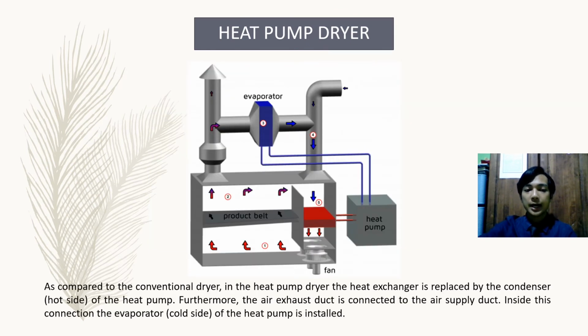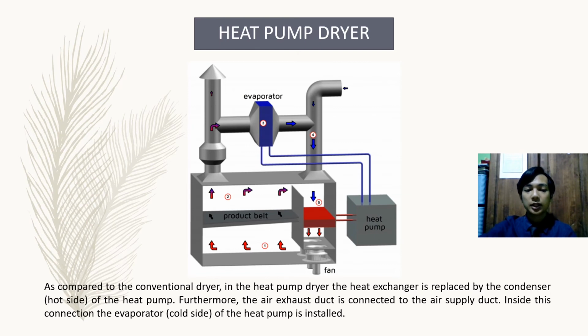Based on this simple diagram, a drying process is shown that is heated with the use of a heat pump. As compared to the conventional dryer, in the heat pump dryer, the heat exchanger is replaced by the condenser, which is the hot side of the heat pump. Furthermore, the air exhaust duct is connected to the air supply duct inside. Inside this connection, the evaporator, which is the cold side of the heat pump, is installed.